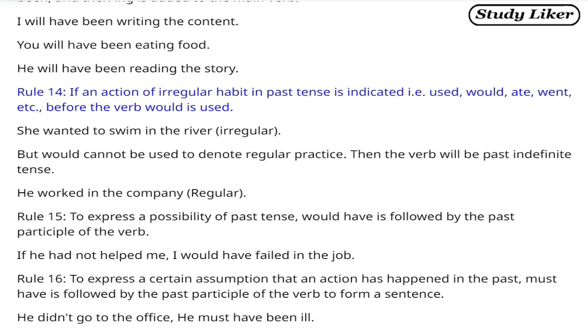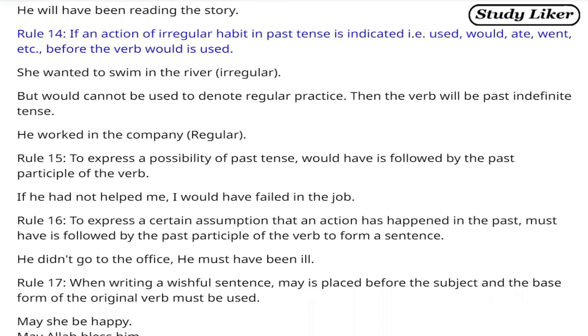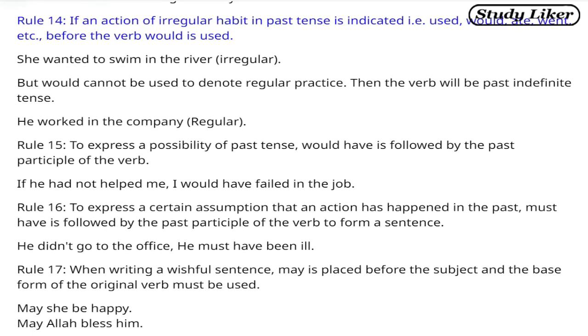Rule 14. If an action of irregular habit in past tense is indicated, i.e. used, would, ate, went, etc., before the verb would is used. She wanted to swim in the river, irregular. But would cannot be used to denote regular practice. Then the verb will be past indefinite tense. He worked in the company, regular.